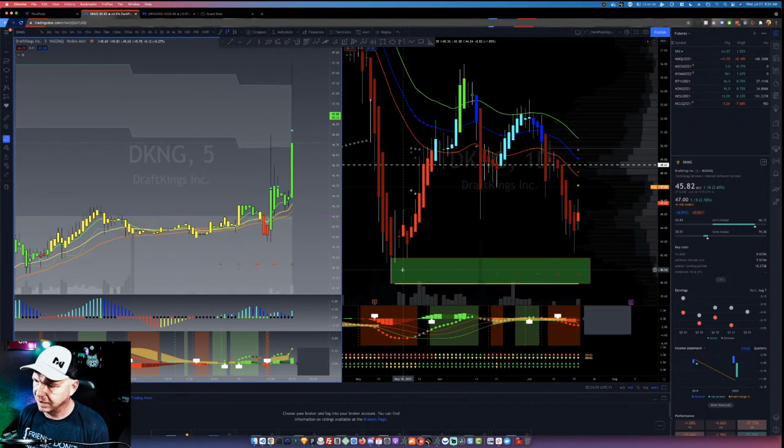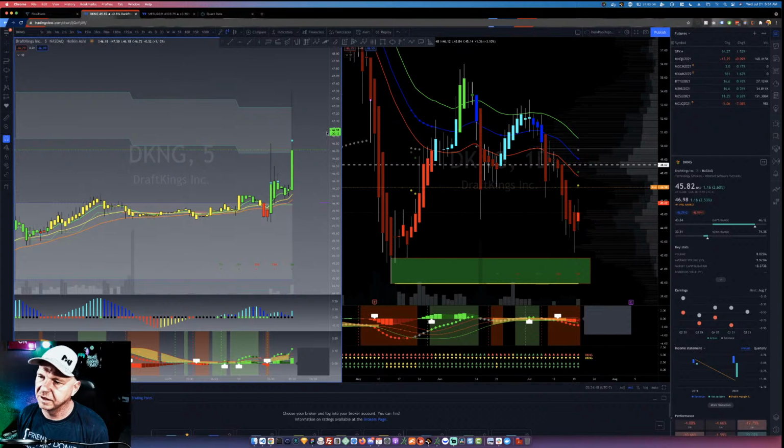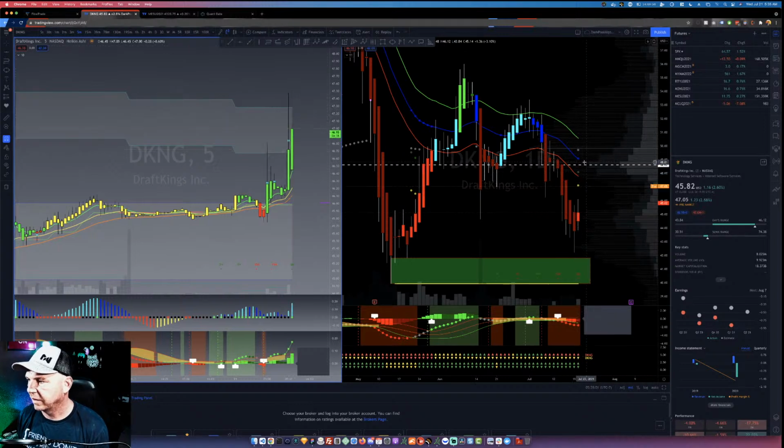I love how I draw supply and demand zones and stuff just bounces right off of it. Yeah, DraftKings is going to rip at the open. If it can get up and close above 47.29, I'm going to look to play it long, just on the pop off the news. Point of control for DraftKings is at 48.62. Earnings coming up in August. This might be a good reversal play for it to become positive.